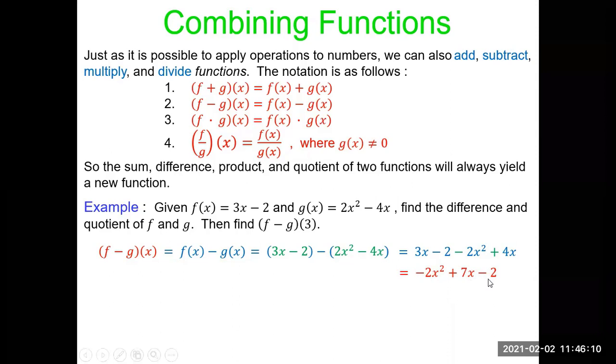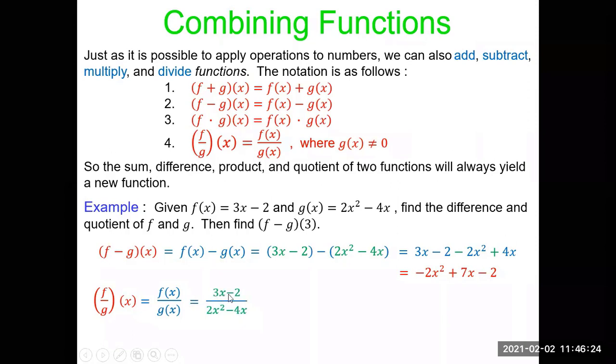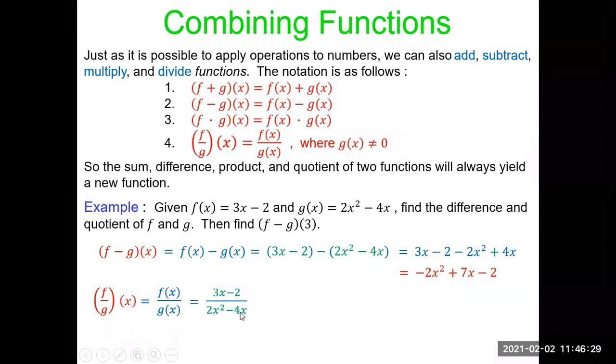So let's take a look at how we can find f over g of x, or the quotient of f and g. The quotient just simply means to take f of x and divide by g of x. Well, same idea. We want to separate by putting in 3x minus 2 to the numerator and 2x squared minus 4x to the denominator. Now, technically, that is it. That is my quotient of the two functions.